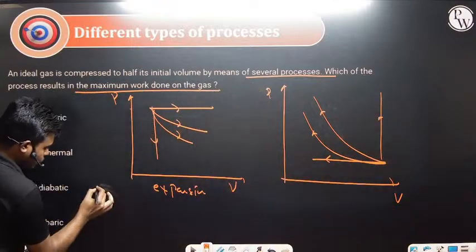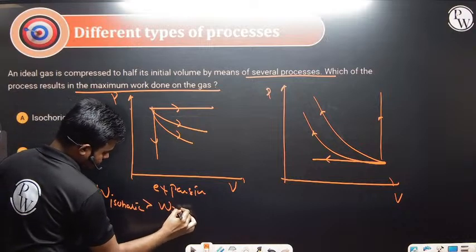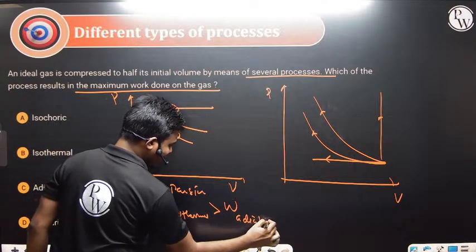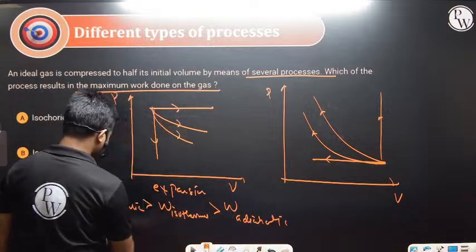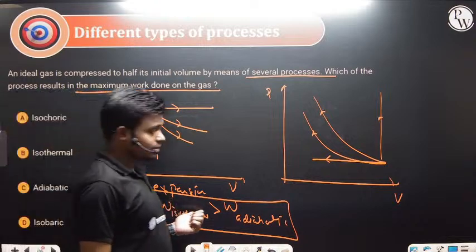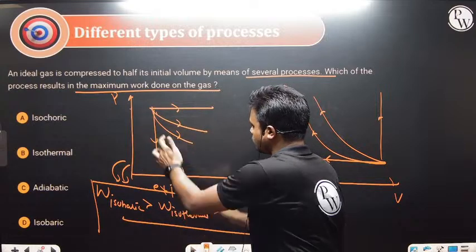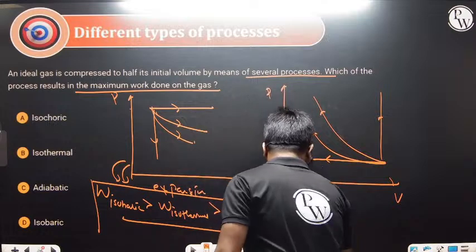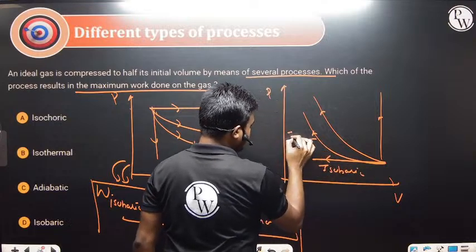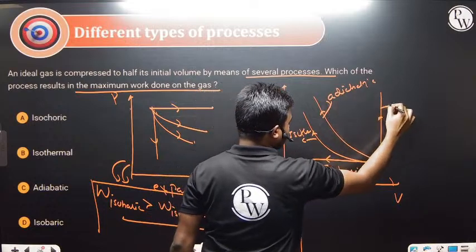So in this case, you can note down that work done in the isobaric process will be more than work done in the isothermal process, will be more than work done in the adiabatic process, and last one, work done in the isochoric process is 0. So we're not considering that. So this happens during expansion. Remember this result, because this area will be more for isobaric, then this area will be less for isothermal, then this area will be less for adiabatic, and for compression the process is just reverse. So this will be isobaric, this will be isothermal, this will be adiabatic, and this will be isochoric.